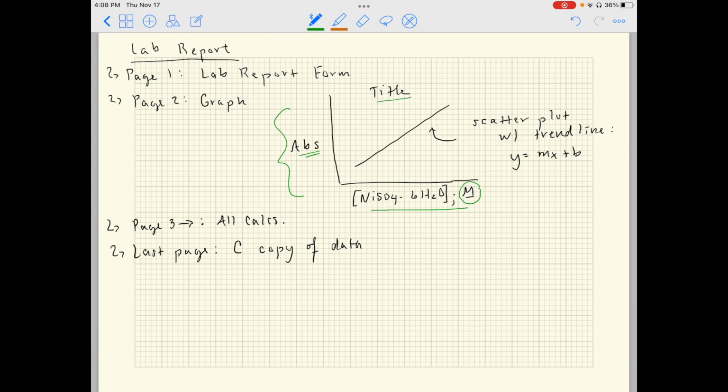Don't forget to make this as a scatter plot, and you're going to add a trend line to it. And that trend line should be in the format of y equals mx plus b. So that should be your second page of your report.